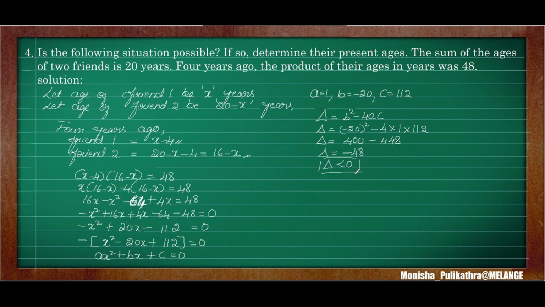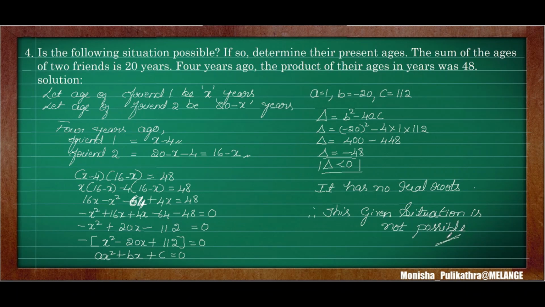So if delta is less than 0, it means it has no real roots. Therefore, this given situation is not possible. I hope you understood this.